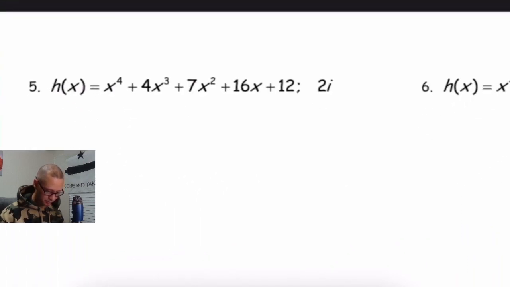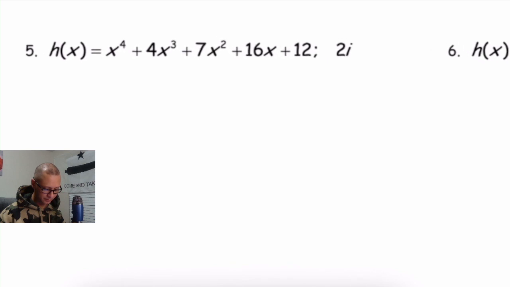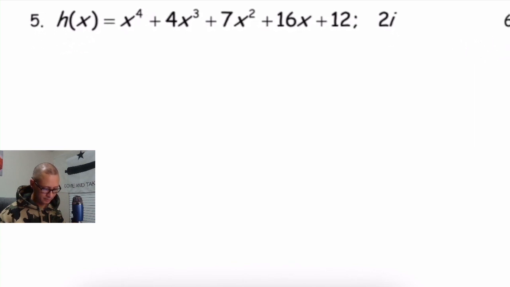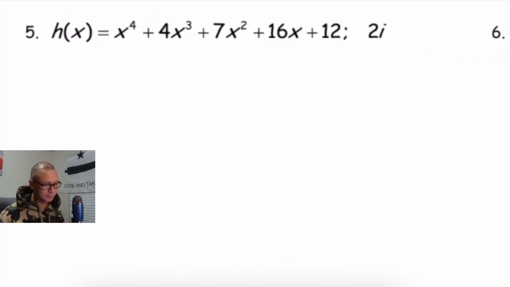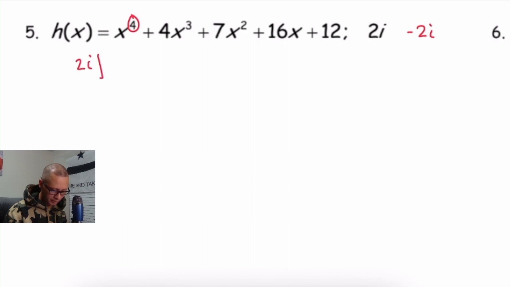Okay, 2 more synthetic divisions. These do get progressively harder. Okay, so it's a 4th degree, so we know we need 4 zeros for sure. They gave us 1, 2i. i's come in pairs, so negative 2i. So let's do 2i in the box.